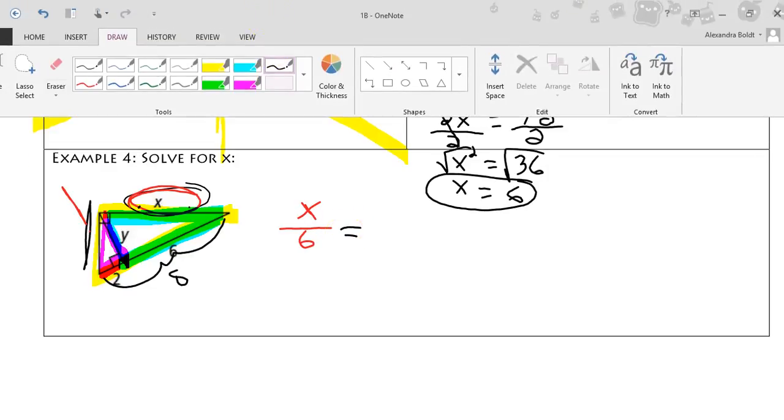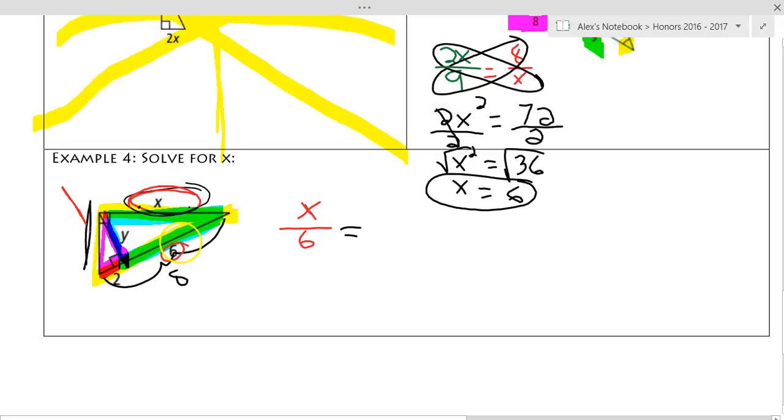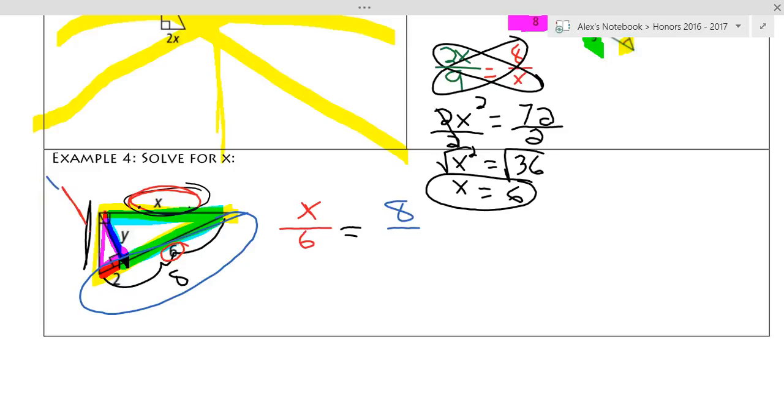I started with that big triangle. What else do I know about the big triangle? Right, I know the hypotenuse. The whole hypotenuse is 8. Looking at just this side, the hypotenuse of this triangle is x. So I have x over 6 and 8 over x.